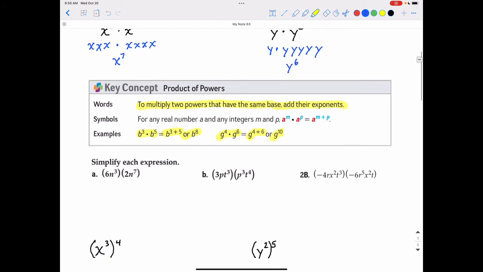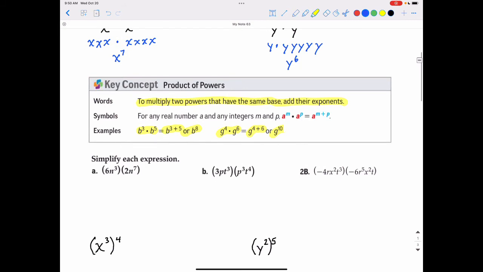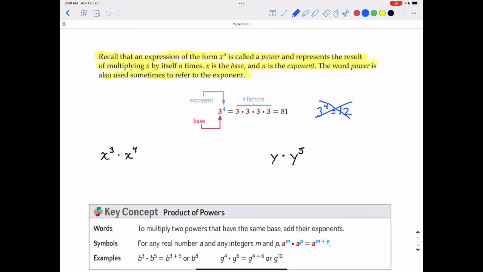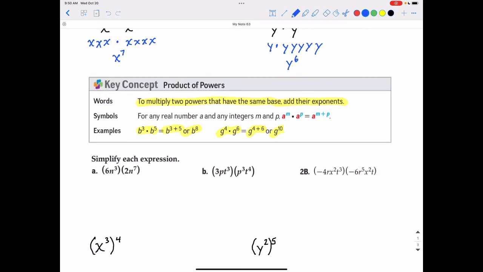So let's do some more complex ones here. Simplify each expression. So 6n to the 3rd times 2n to the 7th. Now the bases, the numbers 6 and 2, those are bases. They are not exponents. So we are not going to add those. We are going to multiply the bases. We are going to take 6 times 2 to get 12.